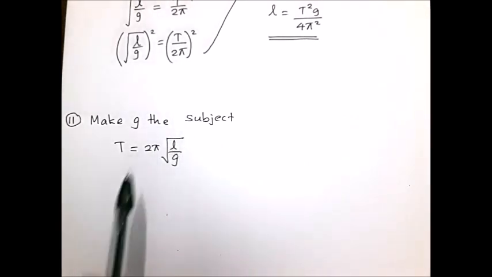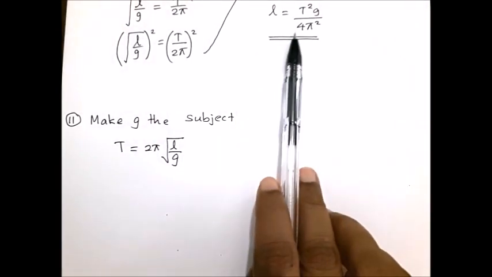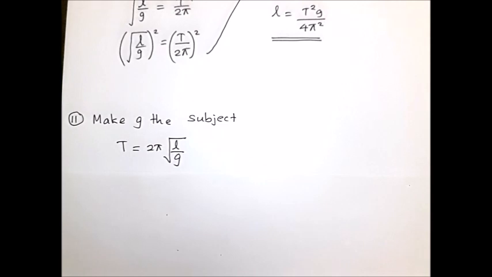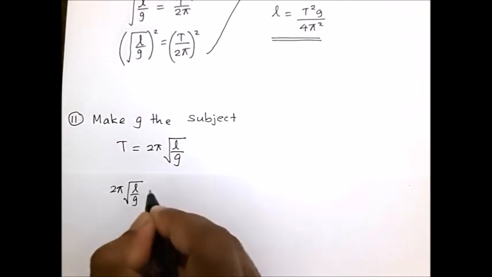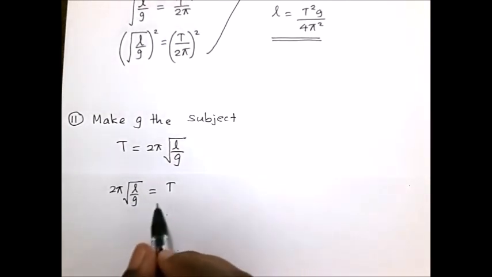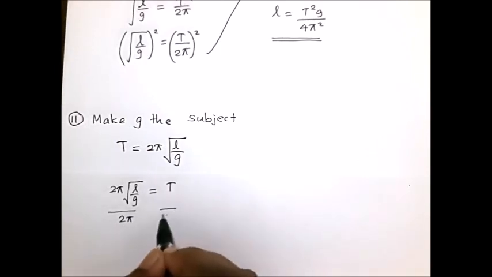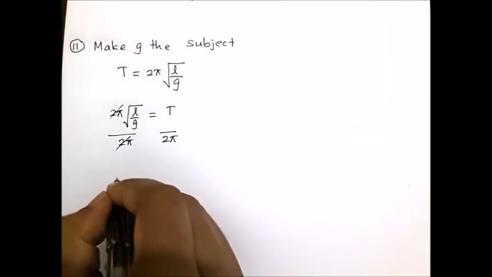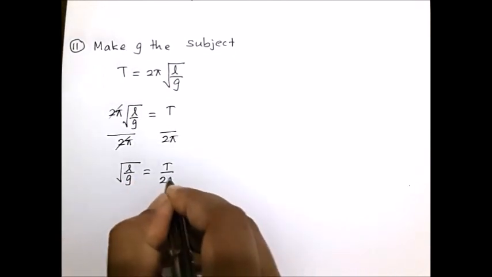Make G as the subject. This is the previous formula, but in the previous one we made L the subject. But in this question you have to make G the subject. First I am going to change the sides of the formula. 2π square root of L divided by G equals T. First remove 2π from the left hand side. So divide both sides by 2π. Here 2π cancel. Square root of L divided by G equals the right hand side, T divided by 2π.